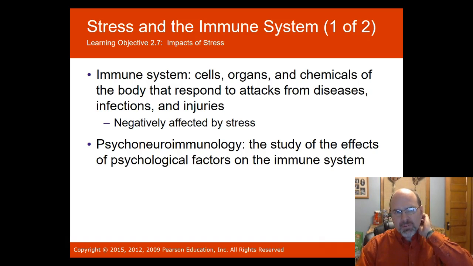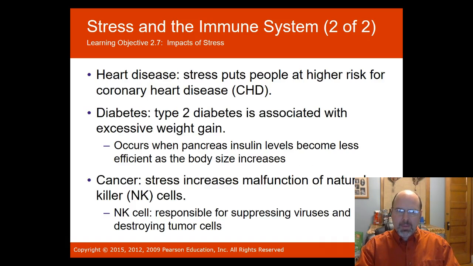The immune system in stress: short-term stress actually boosts your immune system. Cells, organs, and chemicals of the body respond to attacks from diseases, infections, and injuries. However, long-term stress decreases the immune system. The term psychoneuroimmunology is the study of the effects of psychological factors on the immune system.